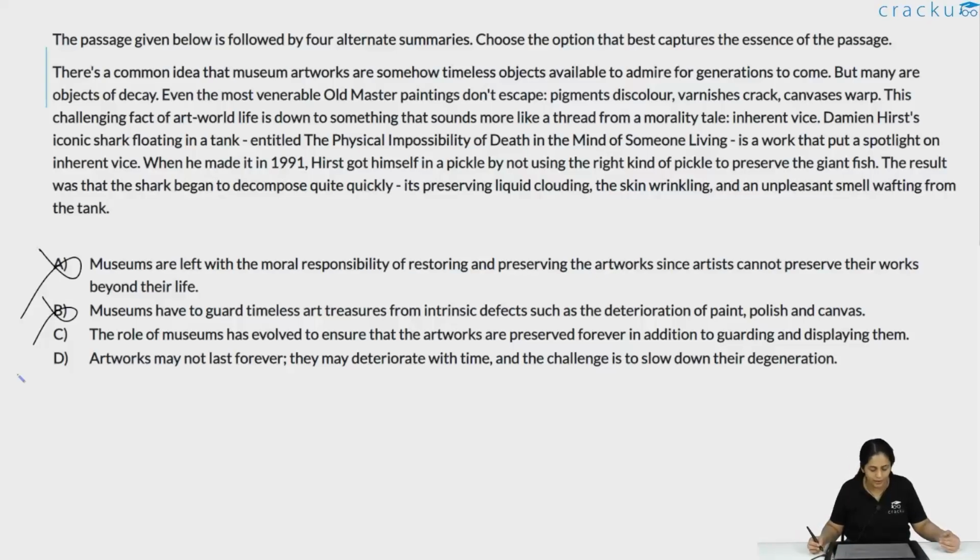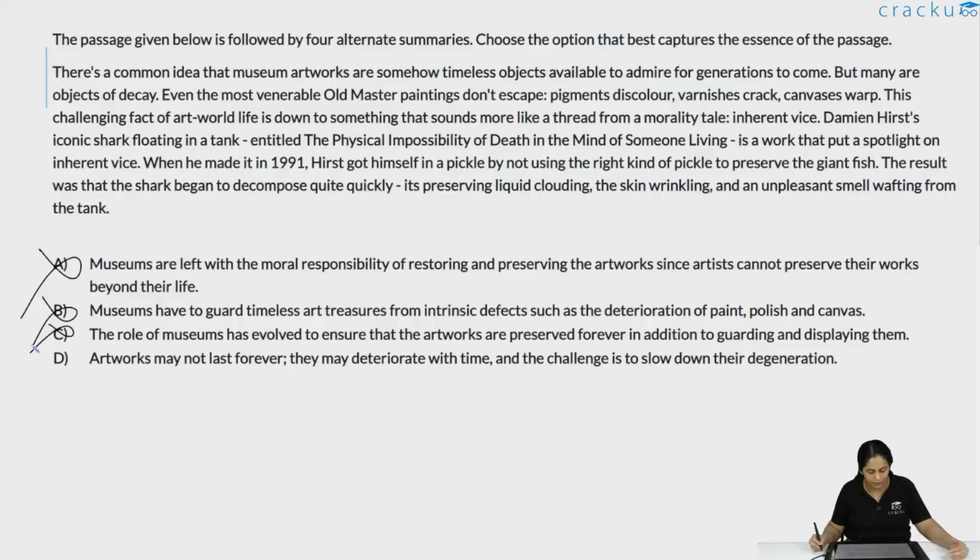Option C: The role of museums has evolved to ensure that artworks are preserved forever in addition to guarding and displaying them. Firstly, the author is saying they can't be preserved forever. Inherent vice is a real thing and they can't be preserved forever. Moreover, the role of the museums is not discussed at all in this particular paragraph. So option C can be eliminated.